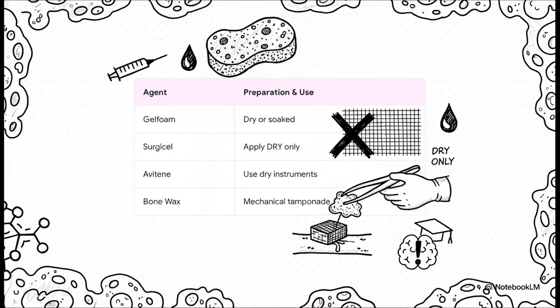It must be handled with strictly dry instruments. If you don't, it clumps instantly to your gloves and basically becomes useless. And then there's Surgicel. This is crucial. You must apply Surgicel dry only. Whatever you do, do not wet it with saline. Wetting Surgicel actually inactivates its bactericidal and hemostatic properties. They love using this as a trick question on the exam, so do not fall for it.